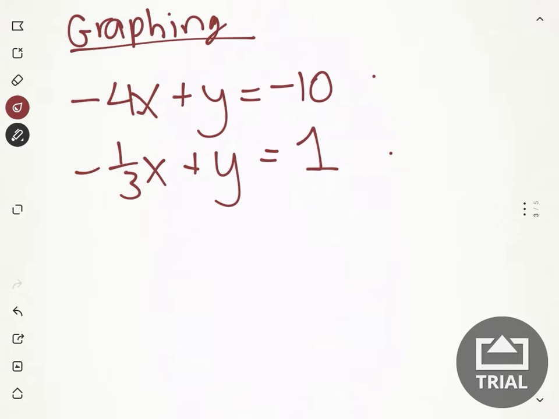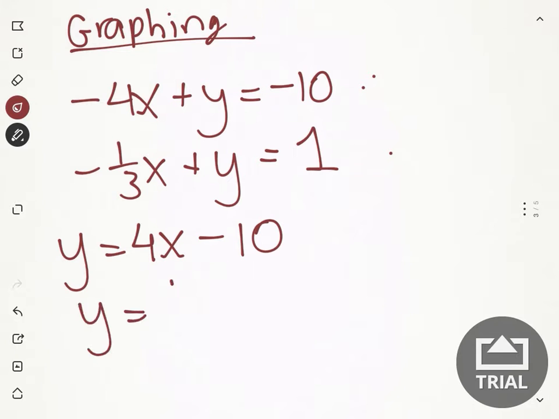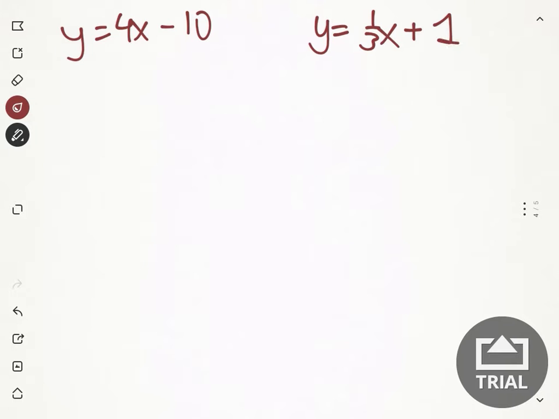I'm going to convert both equations into slope-intercept form. So the first one right here, we're going to do y equals 4x minus 10. Second one is y equals 1/3 x plus 1. And let me just rewrite it here so we don't forget it. Y equals 4x minus 10, y equals 1/3 x plus 1. And I'm going to graph it in this crude graph that I just made.